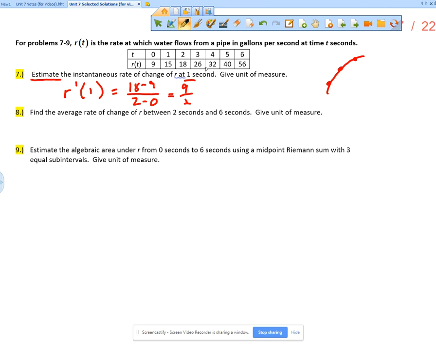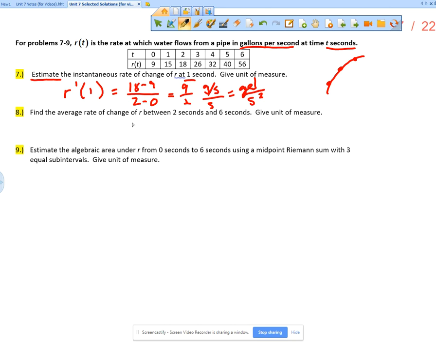All right. Now it says give the unit of measure. So what did I do? I took R values divided by t values. R is gallons per second and t is seconds. So this would be gallons per second divided by seconds, which is gallons per second squared. All right, so that's 7.